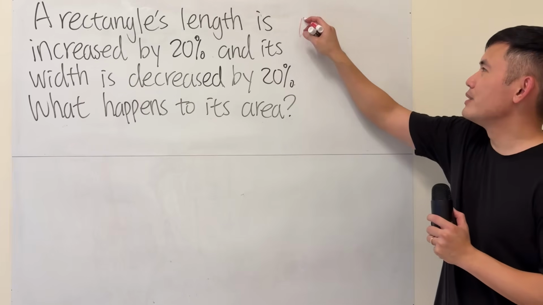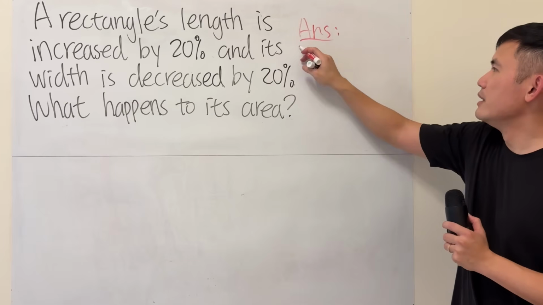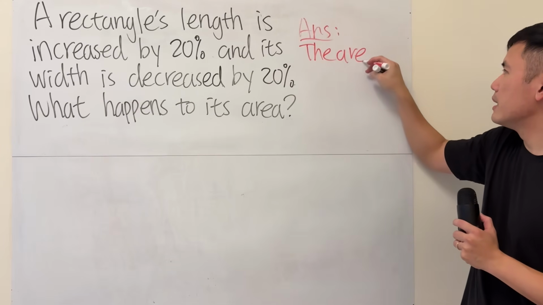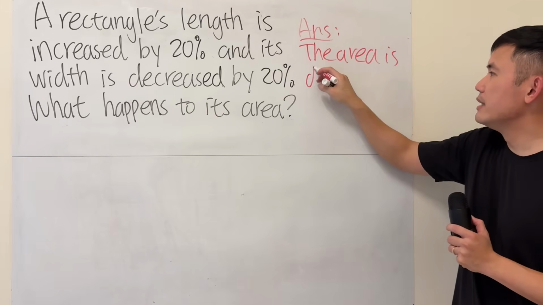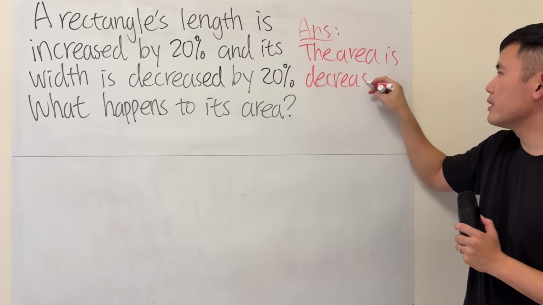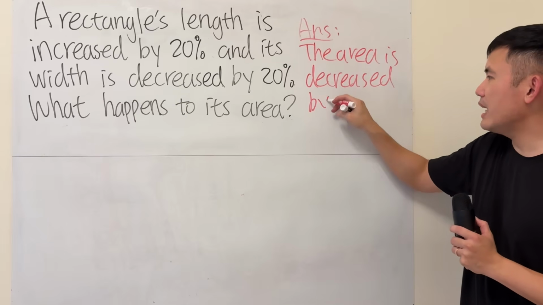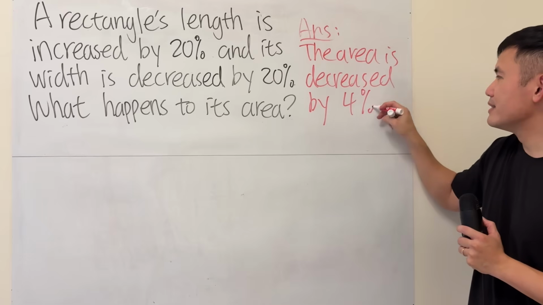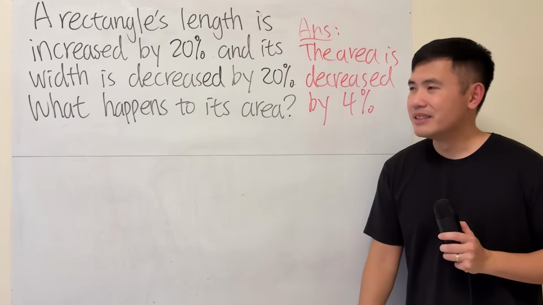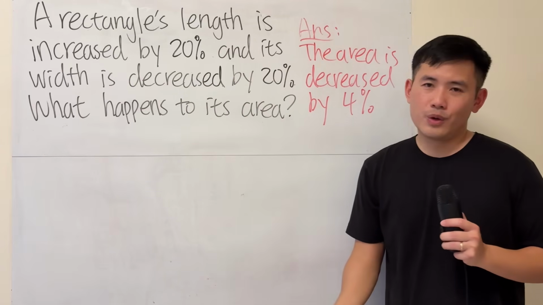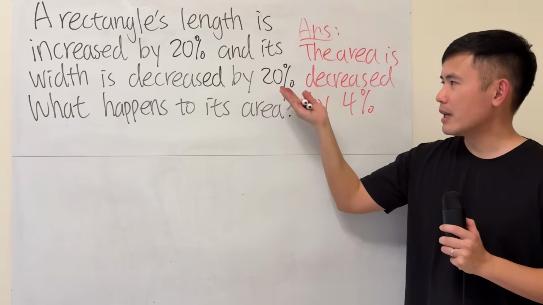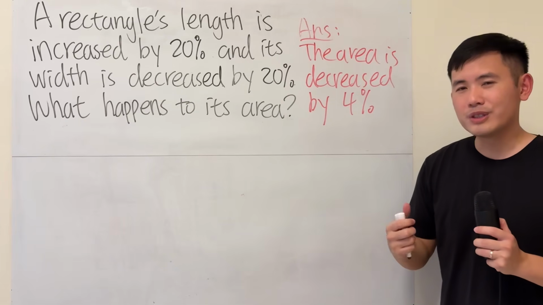Ready? I'm going to tell you the answer here. The area is actually decreased. It went down a little bit, by 4%. So you see, one thing goes up by 20%, the other thing goes down by 20%. You don't just break even.